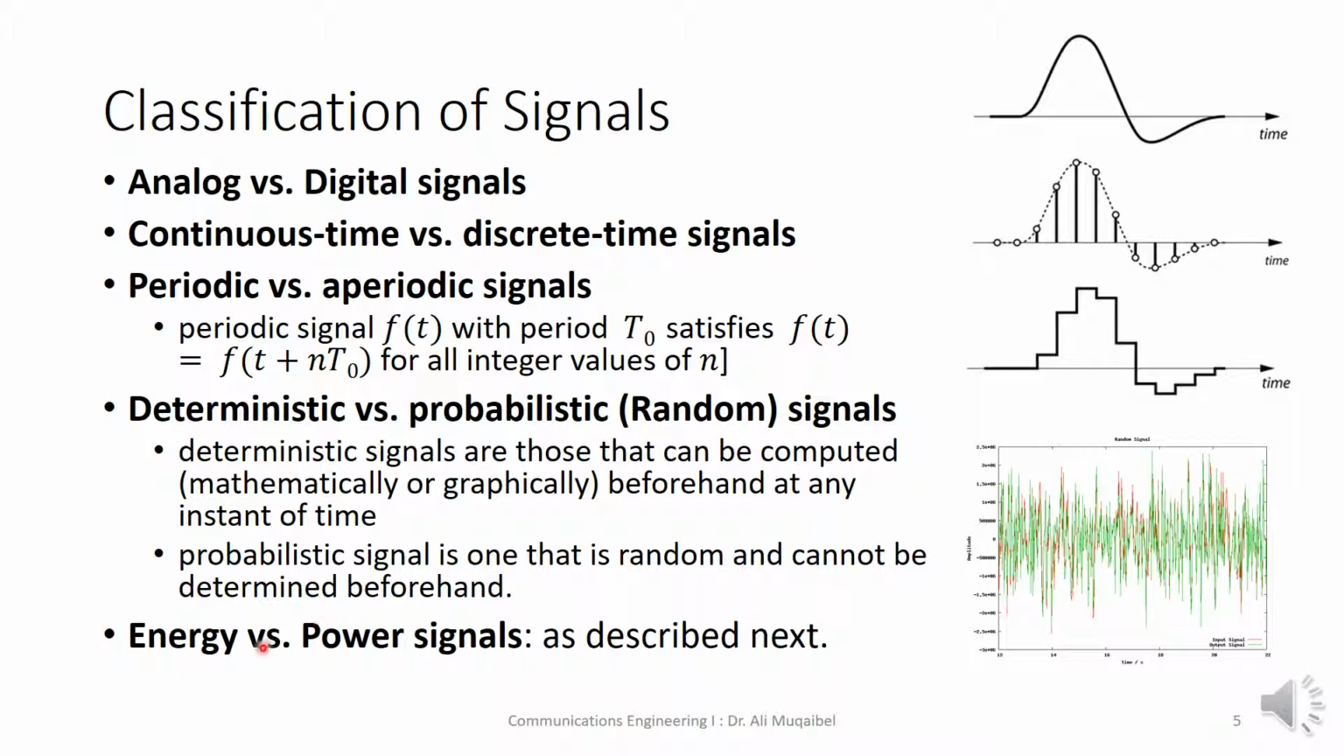Finally, we also have the energy versus power signals. Energy is a quantity and power is a quantity, but we can use it also as an adjective. I can say this is the energy of the signal and the power of the signal, or I can also say that this is an energy signal or a power signal. You can calculate the energy in a certain drink, or you can say that this is an energy drink, where you are using this as an adjective for the drink. That's the same for signals.